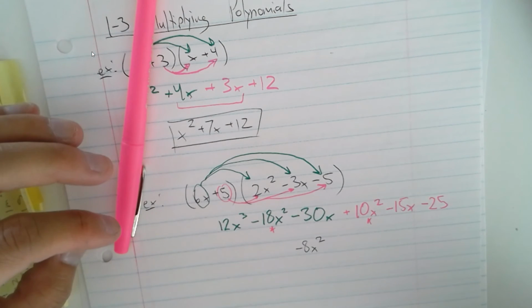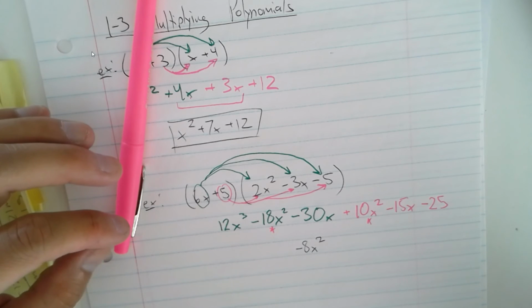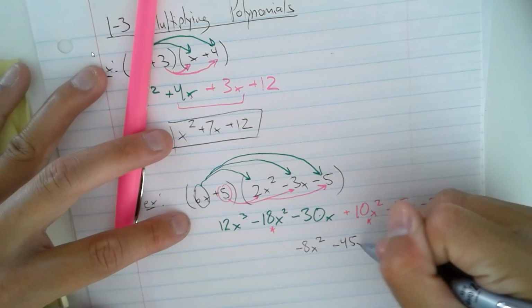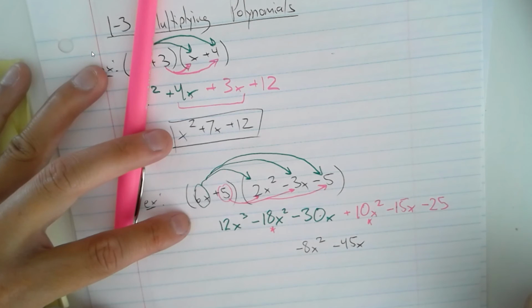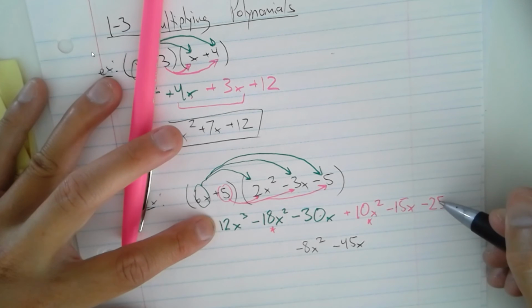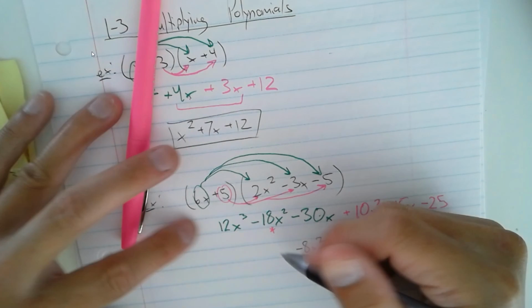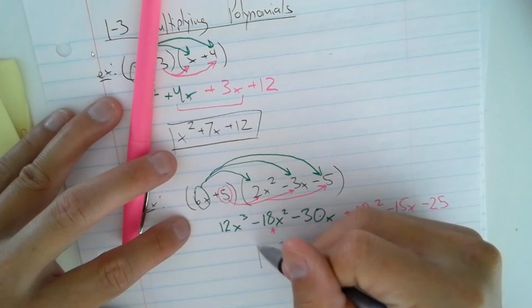What else can I combine? That'll give me a negative 45x. Okay. Anything else? No, I don't see anything else. The 25 and the 12x cubed are the only things that I didn't combine, so I'm just going to leave them as they were. That is my final answer.